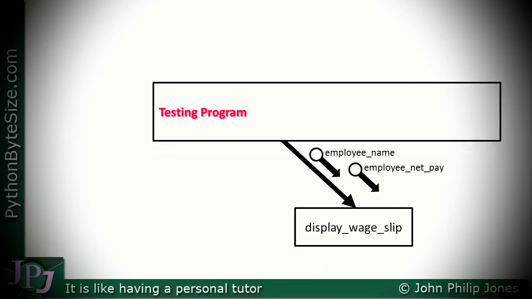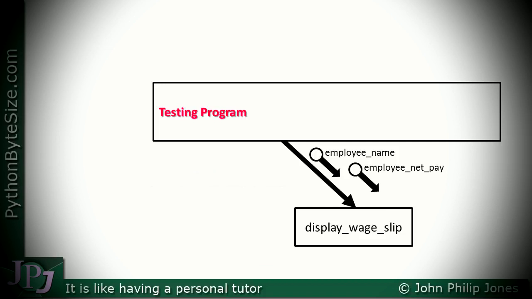Let's now test the function to see if it actually works, and to achieve this we're going to use a testing program. The testing program is going to call the display wage slip function and send it parameters called employee name and employee net pay. Employee name and employee net pay are the arguments to the function. We also call these parameters, but we give them the name actual parameters to distinguish them from the formal parameters that we were discussing a moment ago. Or you can simply call these the arguments.